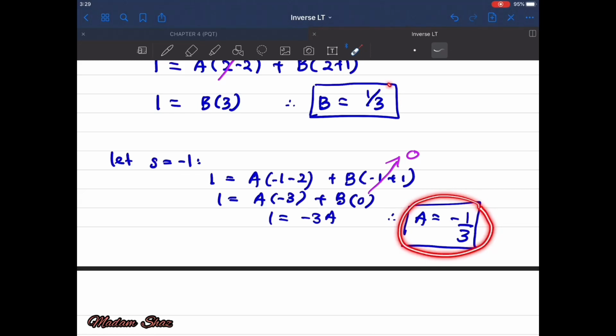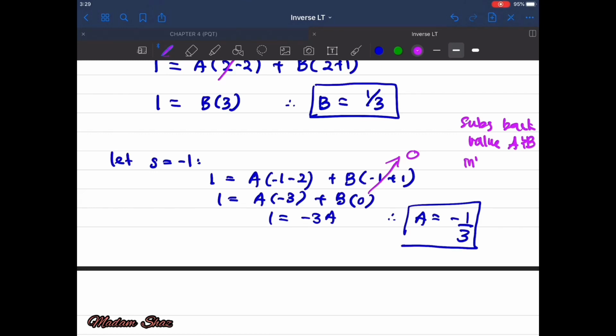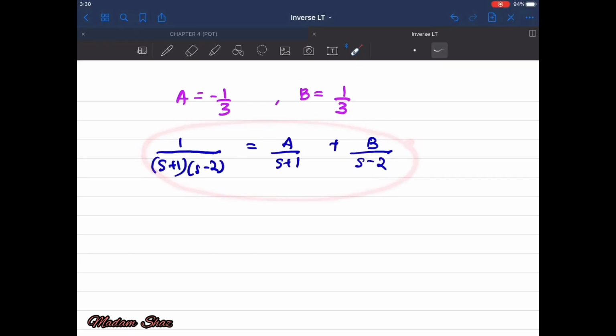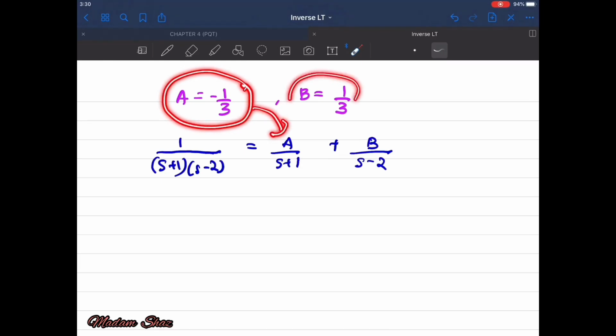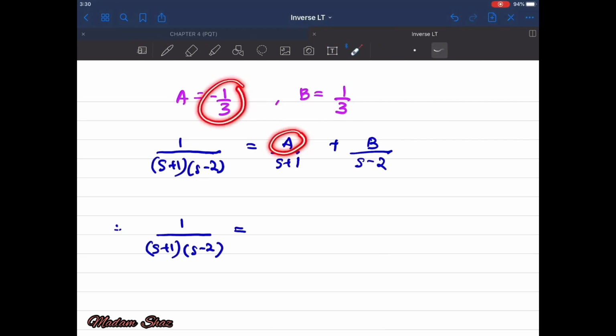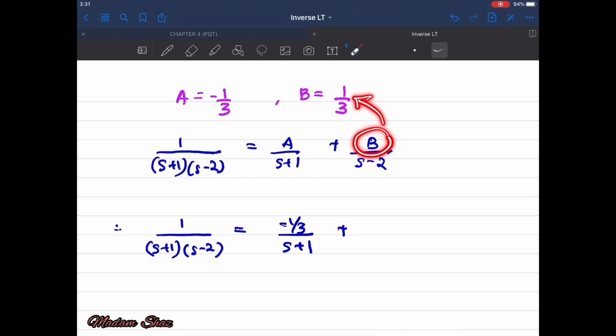Once you have obtained the constants a and b, you have to substitute them back into the partial fraction. This is our partial fraction from before. Substitute the value of a into the position of a and the value of b into the position of b. Therefore 1 over s plus 1, s minus 2 is equal to negative 1 over 3, s plus 1, plus 1 over 3, s minus 2.